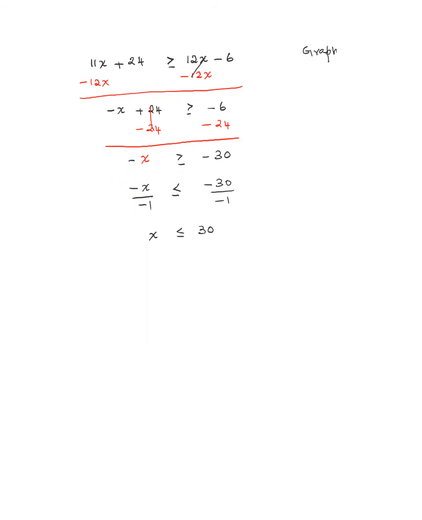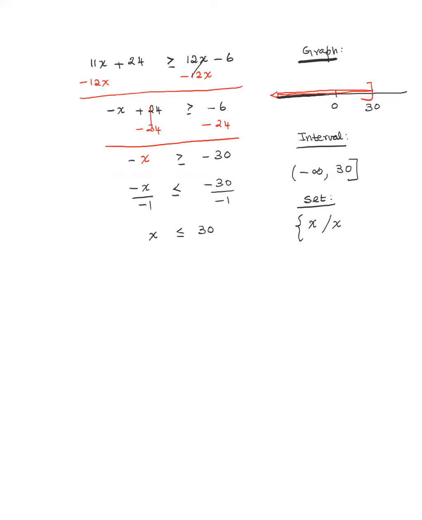So we can graph here. 0 and 30, and it's less than or equal to, so it's going to go to the left. And the interval is negative infinity to 30. 30 is included, so we have to put the closed bracket. And the set is x such that x is less than or equal to 30.